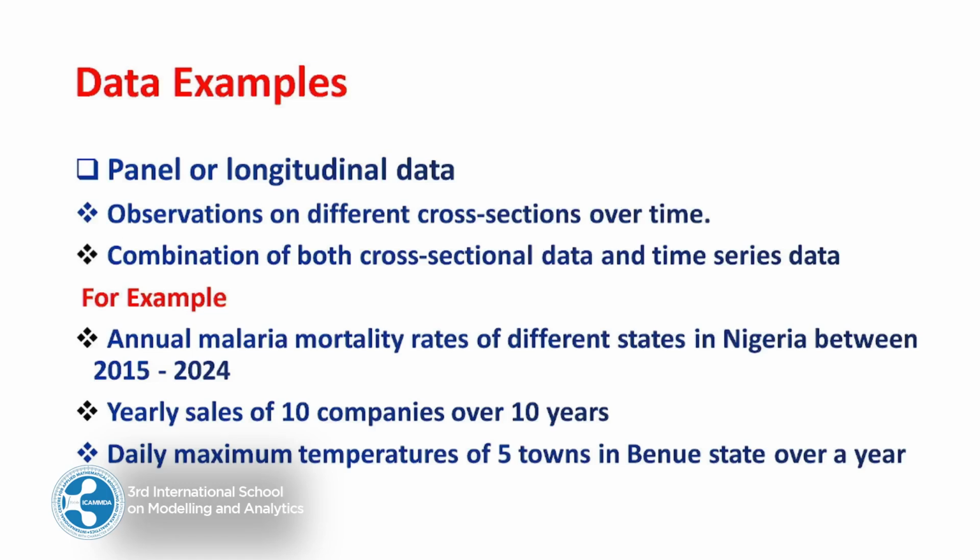Where is the cross-sectional part there and where is the time series part there? Somebody should help us identify. Remember, we said longitudinal combines both cross-sectional and time series. So who wants to help us identify the two aspects in this particular example? You want to help us? Bring the mic. She wants to give it a try.